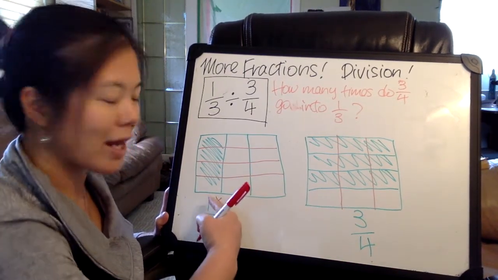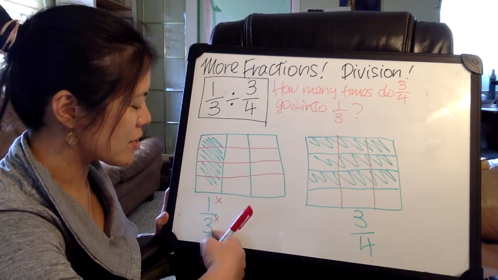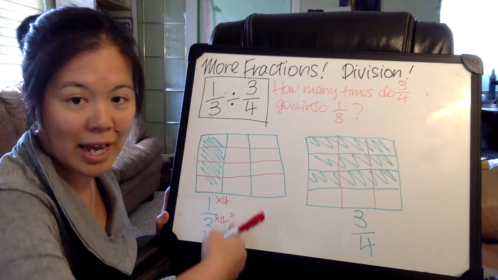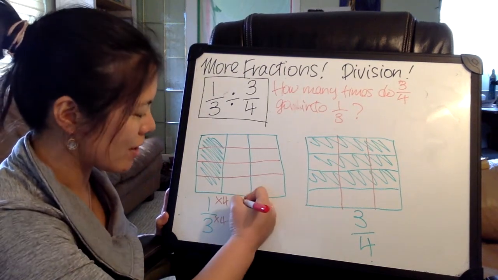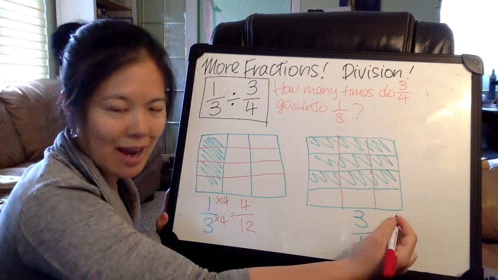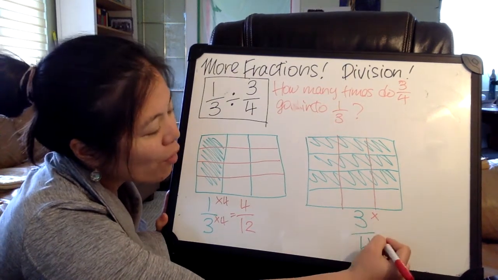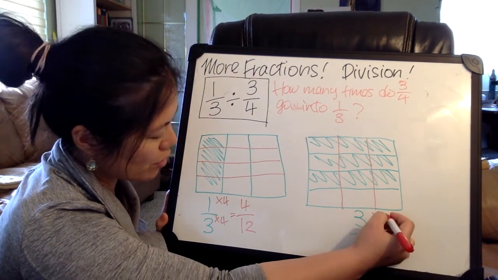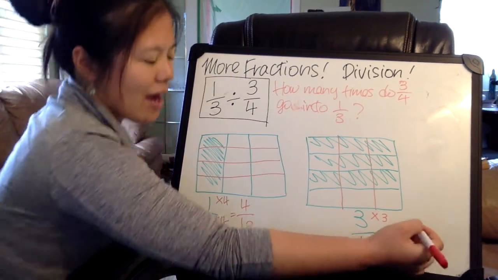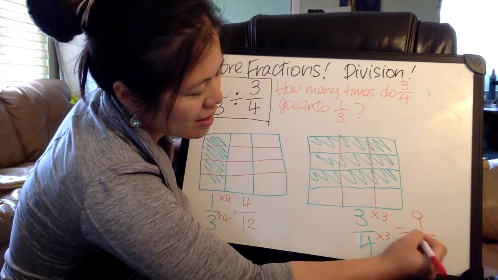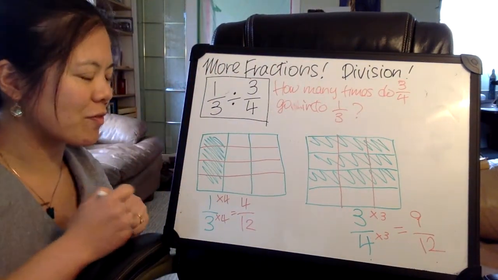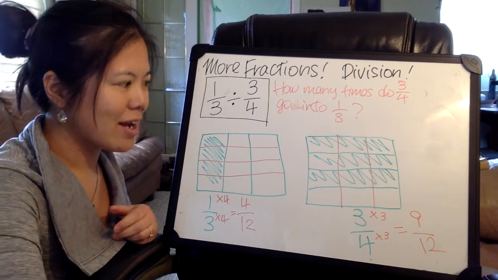So I'm multiplying both the numerator and the denominator by 4. And I know that my equivalent fraction for 1/3 here is 4/12. And on this side, I'm multiplying both the numerator and the denominator by 3, and I have 9/12. That's my equivalent fraction for 3/4.